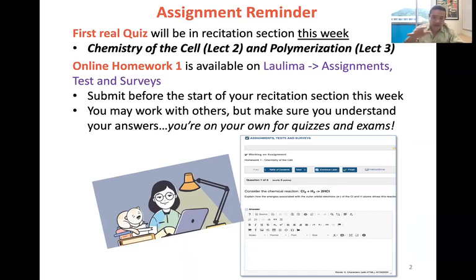So if you look at this slide on the screen here, really I want you to keep in mind that it's mainly on lecture 2 stuff and a little bit of lecture 3 about the polymers. So it does not talk about anything about proteins and things like that. That will be on the next quiz for next week. Okay, so I've asked your TAs to make an announcement and let you know that you should also take a look at the first part of lecture 3, where we talk about polymerization.